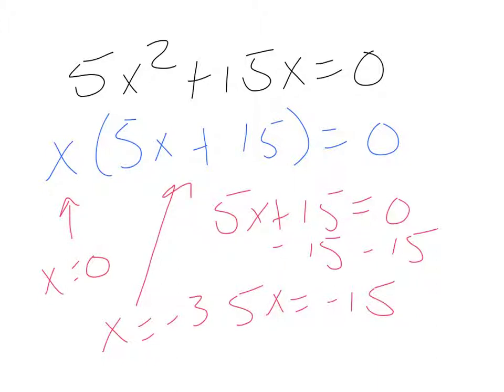Okay? How many solutions should you get when you're doing these equations? 2. Can you get more than 2? No. Can you get less than 2? Yes. You can get 1. You can't get 0. Okay?